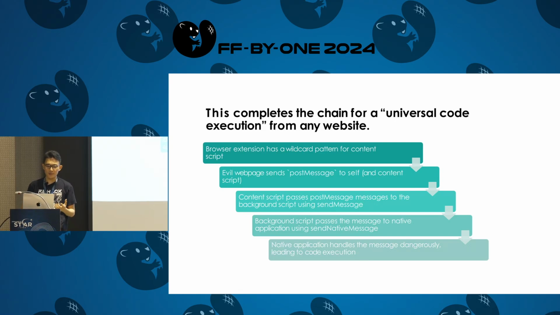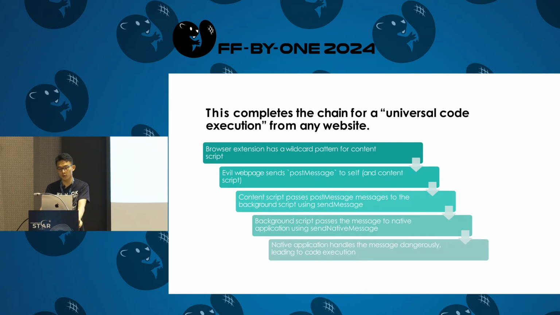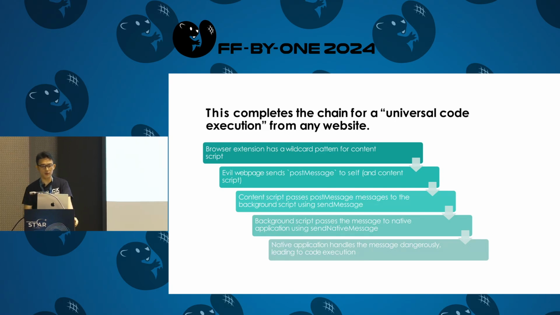Second, the evil web page or the injected script sends a postMessage to itself in the same frame, and the content script will be listening. It will pull that postMessage and pass it on to the background script using sendMessage. The background script gets that message, does some stuff with it, and then finally forwards it to your native host application using sendNativeMessage. Then, of course, the native application handles the message dangerously, leading to code execution.